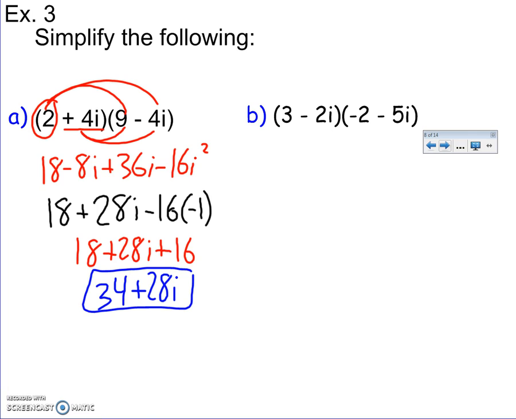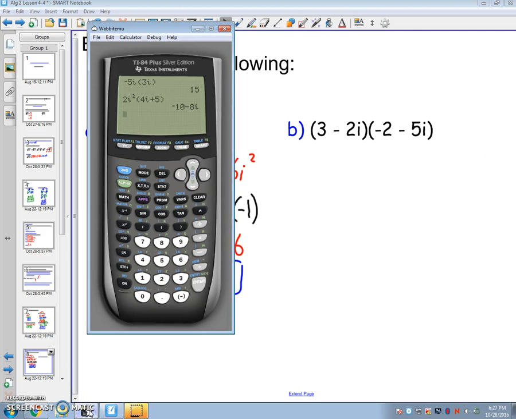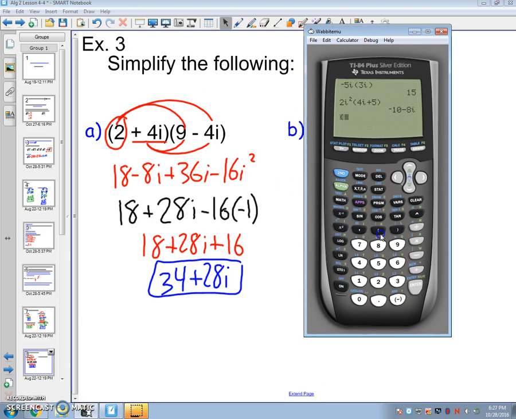So I'll check using a calculator. That was parentheses 2 plus 4i times 9 minus 4i. The final answer is 34 plus 28i.